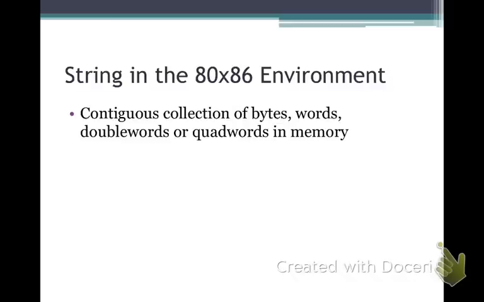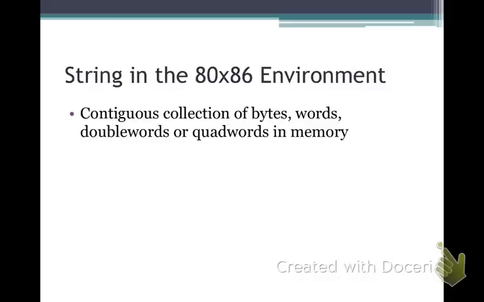So, a string. I need to define some terms because a string in the x86 environment has a little bit broader definition than in a high-level language, C++ or C, for example, where a string is generally speaking a string of characters. In x86, it is simply a contiguous collection of bytes, words, double words, or quad words in memory. It could hold characters, it could hold values, so we've got a little more flexibility there.